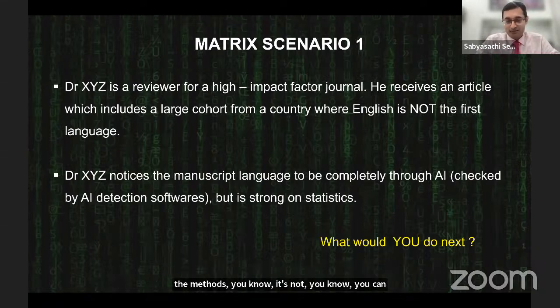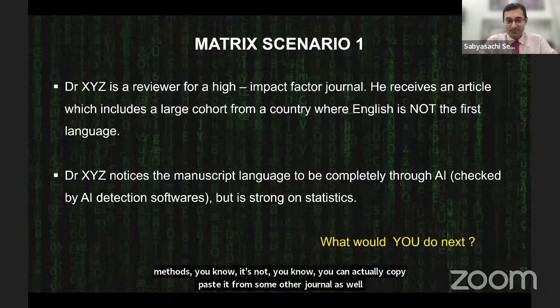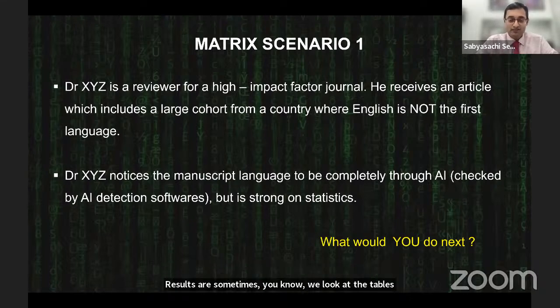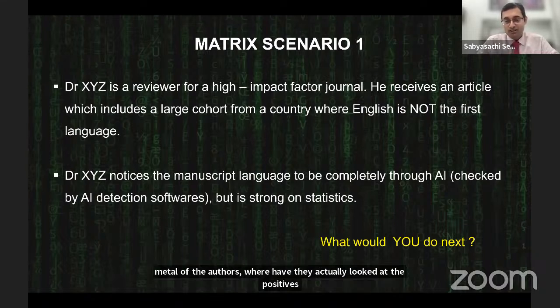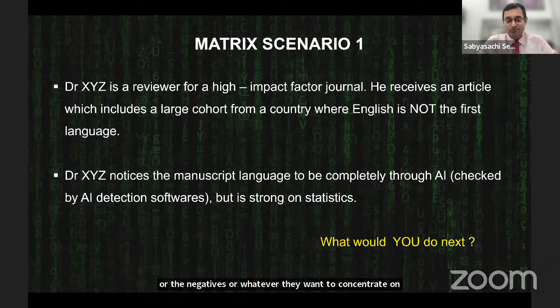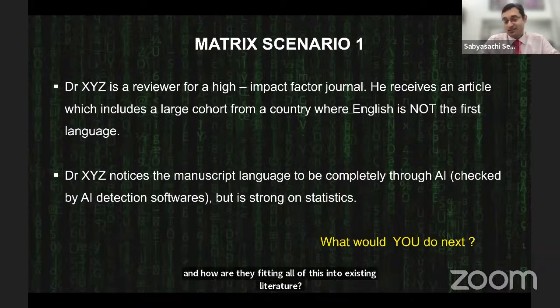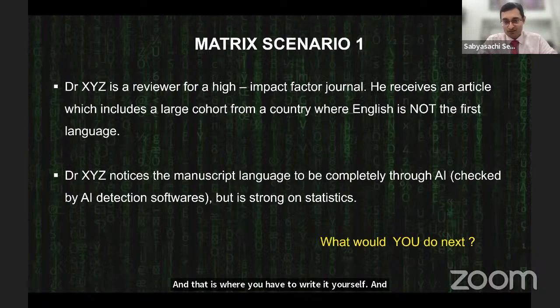Results are sometimes, we look at the tables and figures, and that's where the statistics come in. But the discussion is where we will really know the mettle of the authors: where have they looked at the positives or the negatives or whatever they want to concentrate on, and how are they fitting all of this into existing literature. That is where you have to write it yourself. And then you can tell the AI, can you just modify this, or paraphrase this or improve it. So the discussion is where I would look to see whether they have generated the whole thing, because the discussion sometimes is woeful while the introduction looks totally polished.